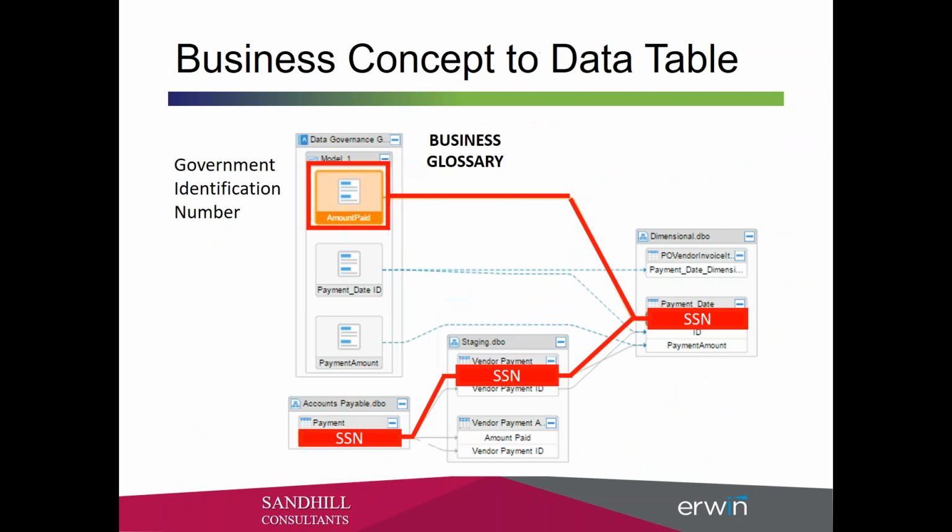So what we do then, for example, is we take something from the business glossary called a government identification number that exists inside the glossary, and we see that as implemented in a dimensional structure with a social security number. And then we can trace it back to its origin, which in this case comes from the accounts payable system. So we now see how we can connect something called a term in a taxonomy or business glossary right down to a column in a database.